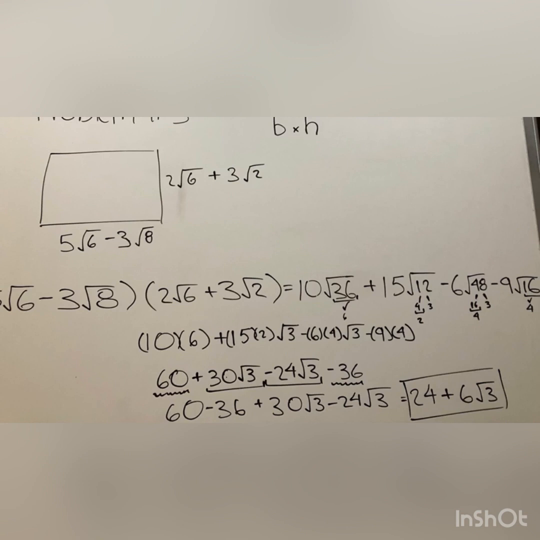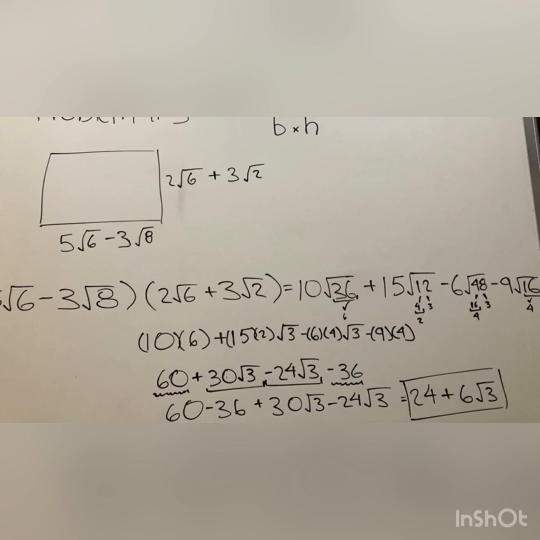The next step is to simplify your answer. You put all the square roots you can solve and all the multiplications there. 10 times 6 plus 15 times 2 square root of 3, which equals 30 square root of 3. And then minus 6 times 4 square root of 3, and last, minus 9 times 4. You get as a result 60 plus 30 square root of 3 minus 24 square root of 3 minus 36.